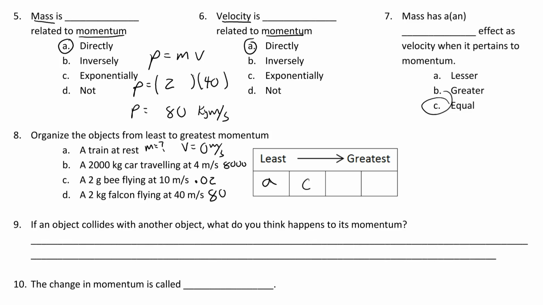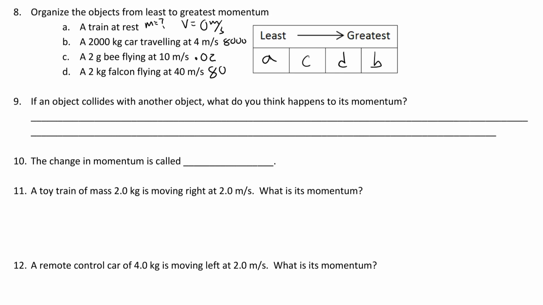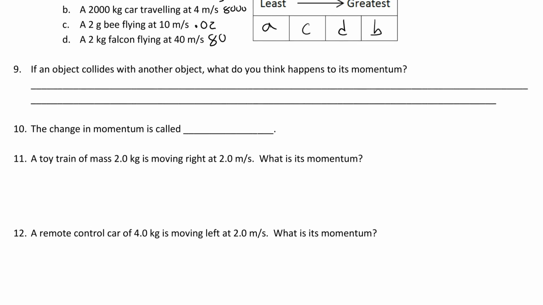The third least, or the second most momentum, would be D, which is the Falcon. And then the most momentum is the car. So you should get A, C, D, B, like that. Very good. Number 9, if an object collides with another object, what do you think happens to its momentum?